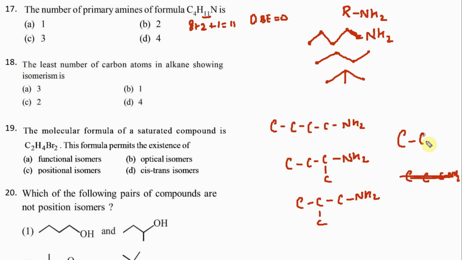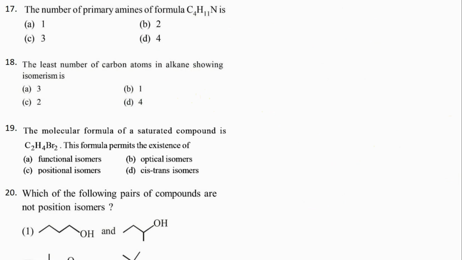So I can have this, 1 2 3 4. So I have 4. These are all the same type of amines, primary amines. Now how are they related? They are all chain isomers. The least number of carbon atoms in alkane showing isomerism is, actually we saw this in a different way. Now here they are asking about no particular type of isomerism, any type of isomerism.